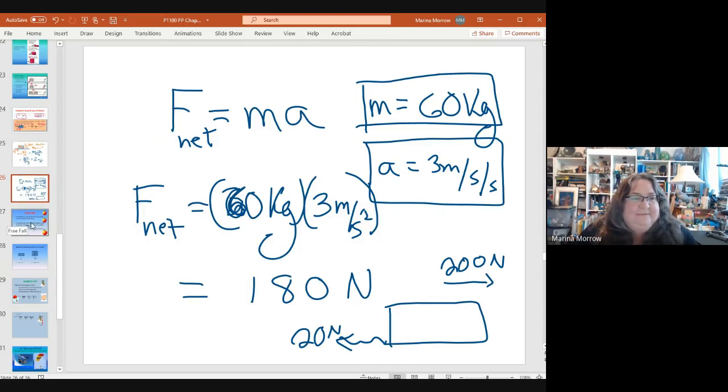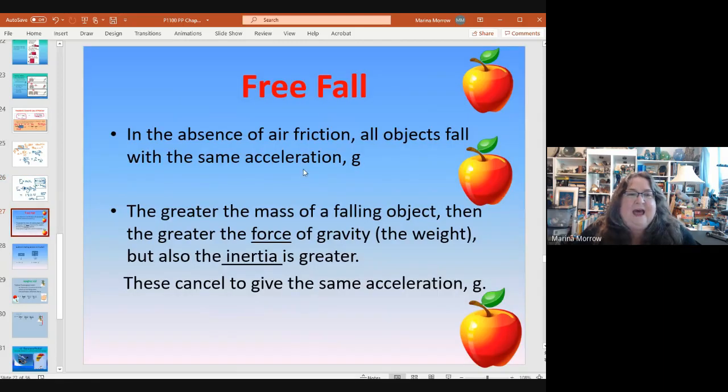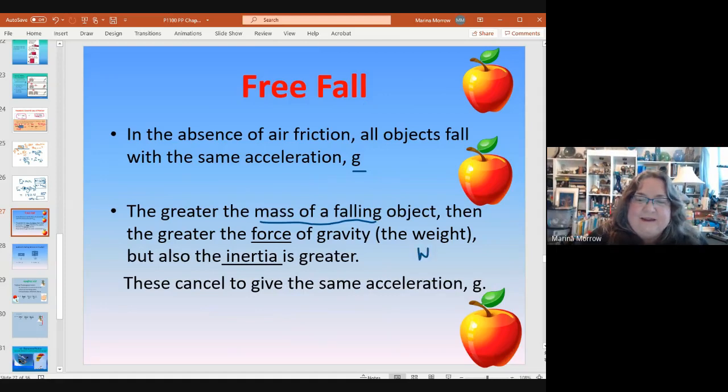All right, so let's look at some more stuff. Free fall. We talked about that before, right? In the absence of air friction, all objects fall with the same acceleration, g, which can vary around the surface of the planet, but we're using 10 meters per second squared. Now, Galileo had talked about how the mass of a falling object matters, because we now know that the weight is equal to mg. So a bigger apple is going to have a bigger force.